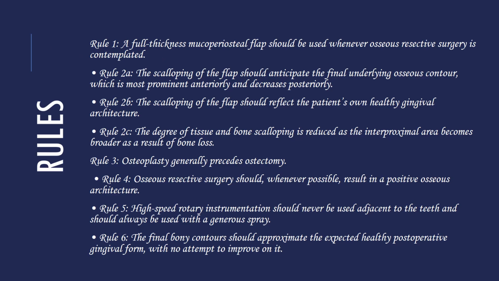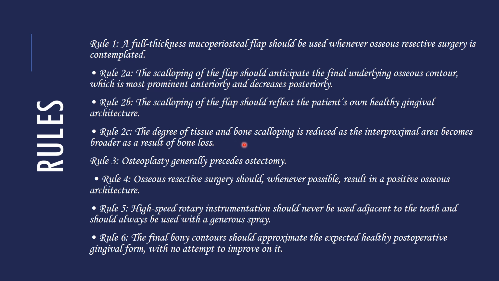So these are some of the rules to be followed when you are doing resective osseous surgery. You can just go through it. It's not there to learn by heart or anything. A full thickness mucoperiosteal flap should be used whenever osseous resective surgery is contemplated. The scalloping of the flap should anticipate the final underlying osseous contour, which is the most prominent anteriorly and which will be decreasing posteriorly. The scalloping of the flap should reflect the patient's own healthy gingival architecture.